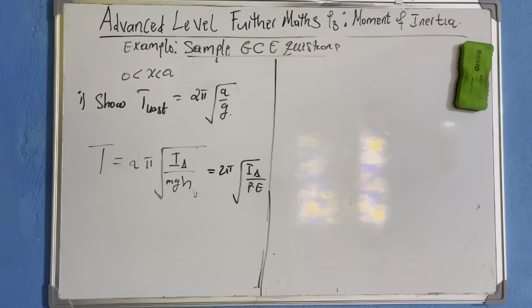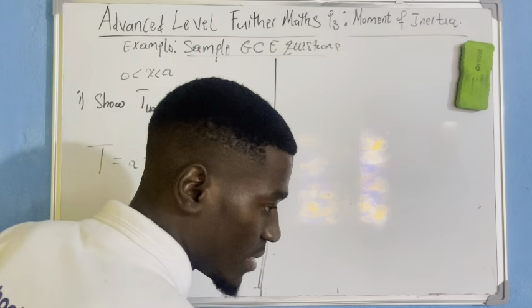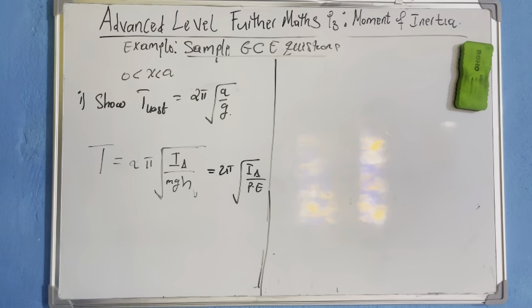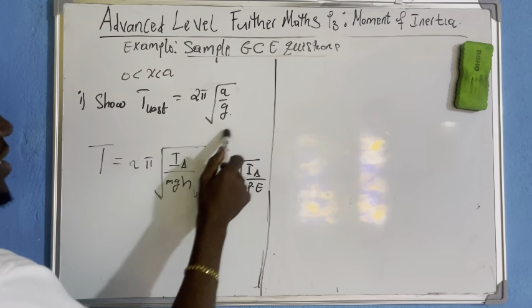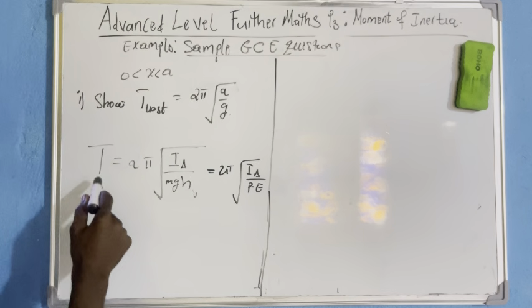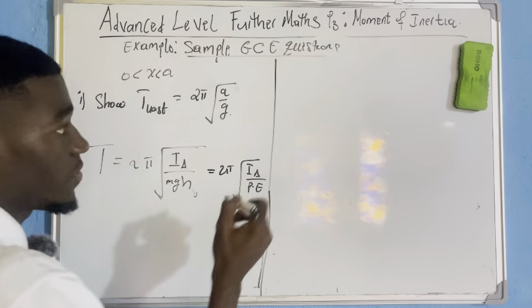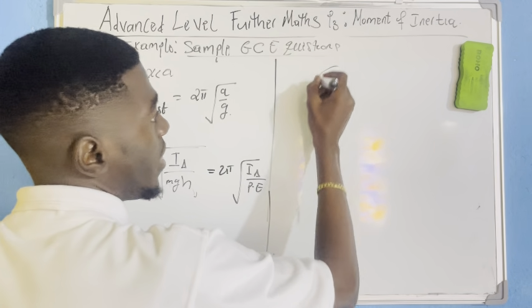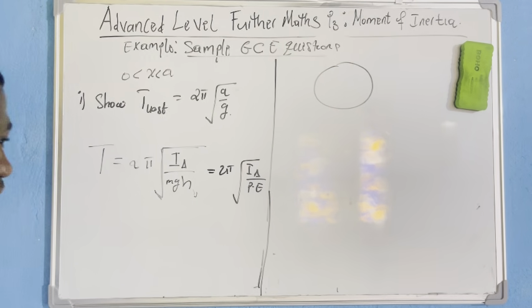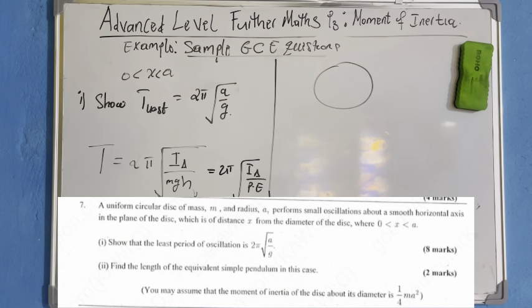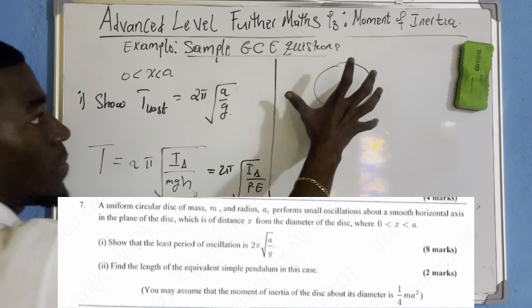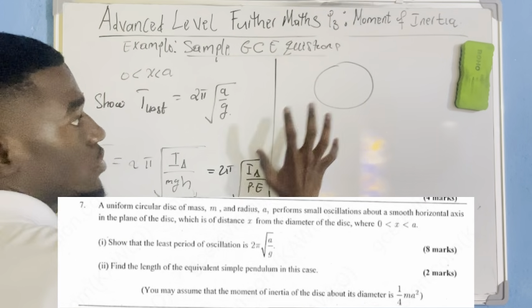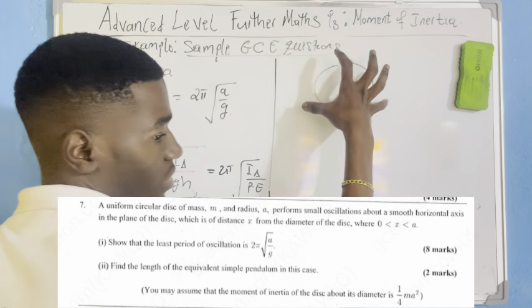As I said, now here I want to prove that the period of oscillation that they were talking about, what? A disc. Yeah, the period of oscillation of the disc, the least period, can be given as this. Now, let me first of all try to represent the disc. If I'm having a disc like this, okay. A disc performs an oscillation about a smooth horizontal axis in the plane of the disc. When I'm talking about plane, the plane here is what? It is my board. So it means that they are on the same plane, same board.